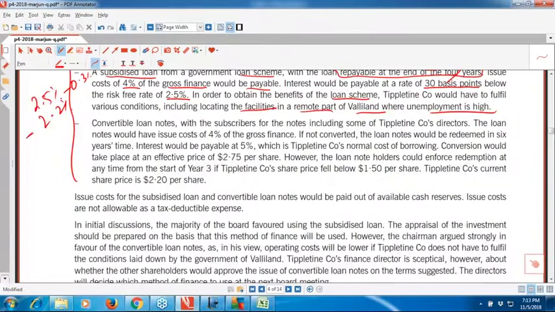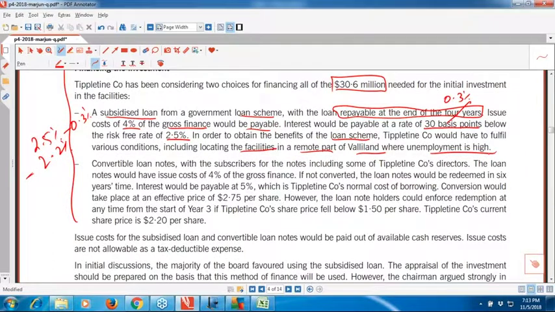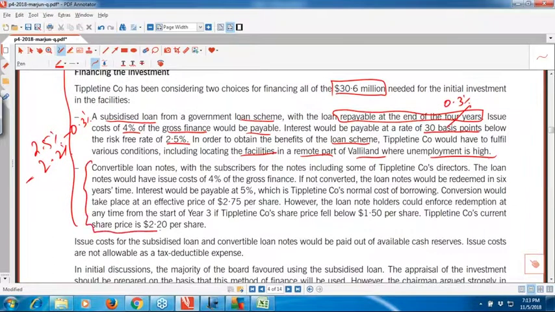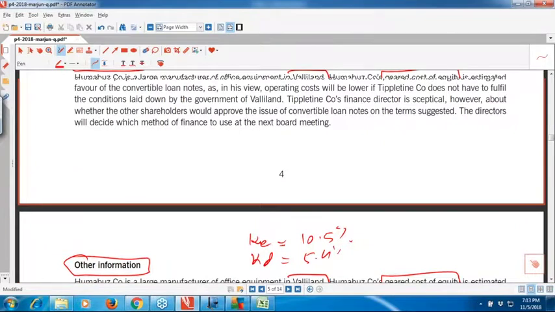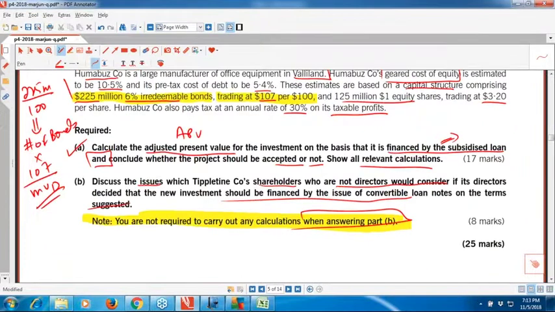Furthermore, it says that convertible loan notes can also be used. Now, what I'm actually doing is ignoring the convertible loan note portion right now. You are going to ask why. That's what I'm actually trying to teach you: you should only restrict yourself to the relevant information which is needed at this point of time.